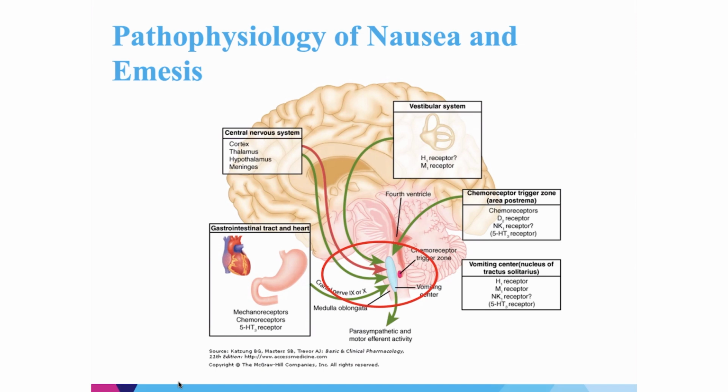And you can see in all of these processes, there are a number of different receptors involved. The main ones: in the inner ear, you have the histamine receptors, and the muscarinic, which is an acetylcholine receptor. In the chemoreceptor trigger zone, you have dopamine, neurokinin-1, and 5-HT3. And in the vomiting center, you have, again, histamine, muscarinic, neurokinin-1, and 5-HT3 as well. So when we think of treating and preventing chemo-induced nausea and vomiting, these are the receptors that we are trying to target.